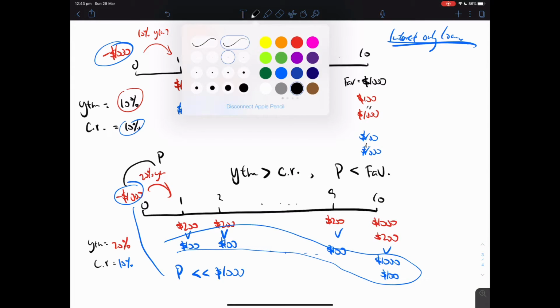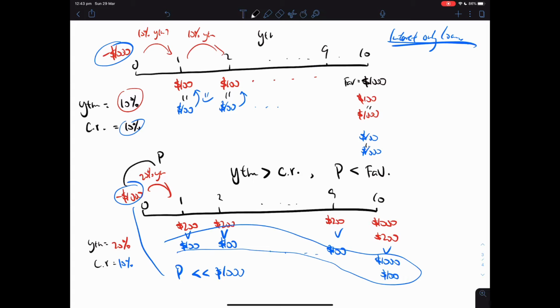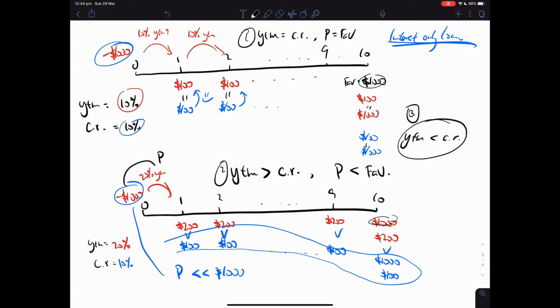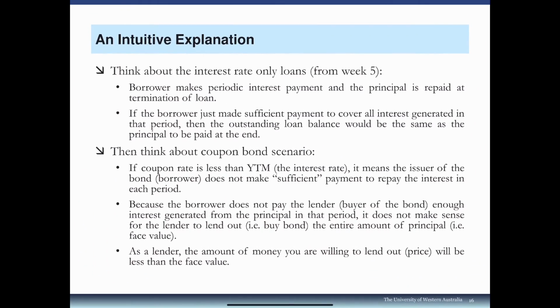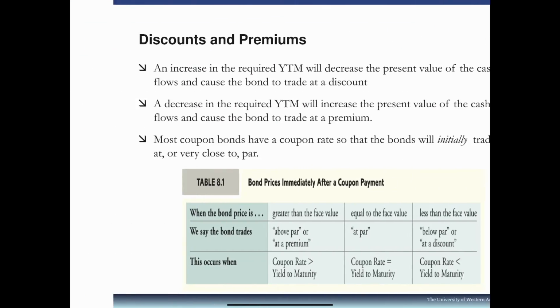Whereas in the previous case, the yield to maturity is the same as the coupon rate, so the money that you're willing to lend out is the same as the face value, which is 1,000 over here. Okay, and you can easily derive a scenario for when yield to maturity is less than coupon rate. 1, 2, and 3. 3 different scenarios. Right? So this is something that you should definitely come up with your own intuitive way to understand. Otherwise, you can memorize it.